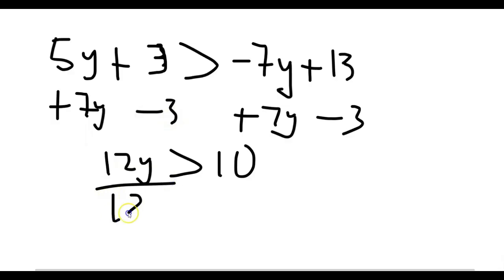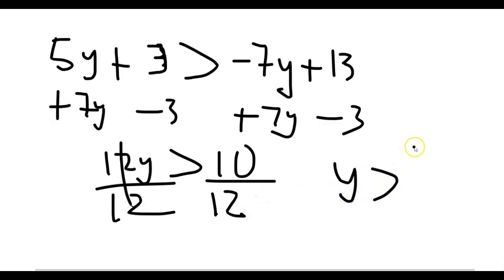Now we just divide both sides by 12, and we're left with y is greater than 5 over 6, because we can divide both the numerator and denominator by 2 to get 5 over 6. Just a simplified answer.